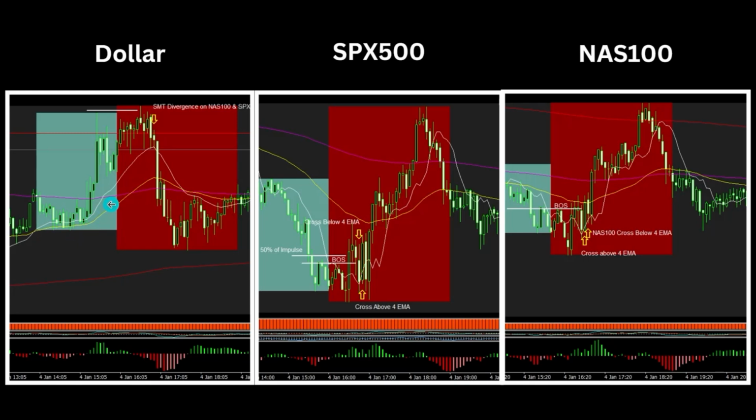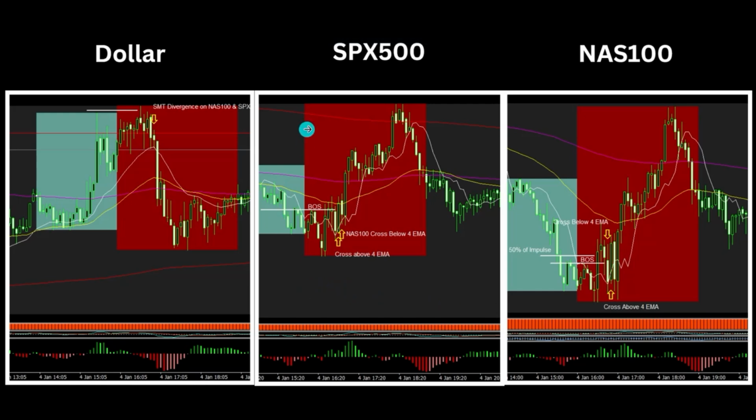Let's take a look at example 2. Here we have dollar moving to the upside. However, there's a lot of up and down price action with a lot of wicks. If we look at the SPX 500, we can see there's a break of structure and then a retracement, but it does not close below the 4 EMA.